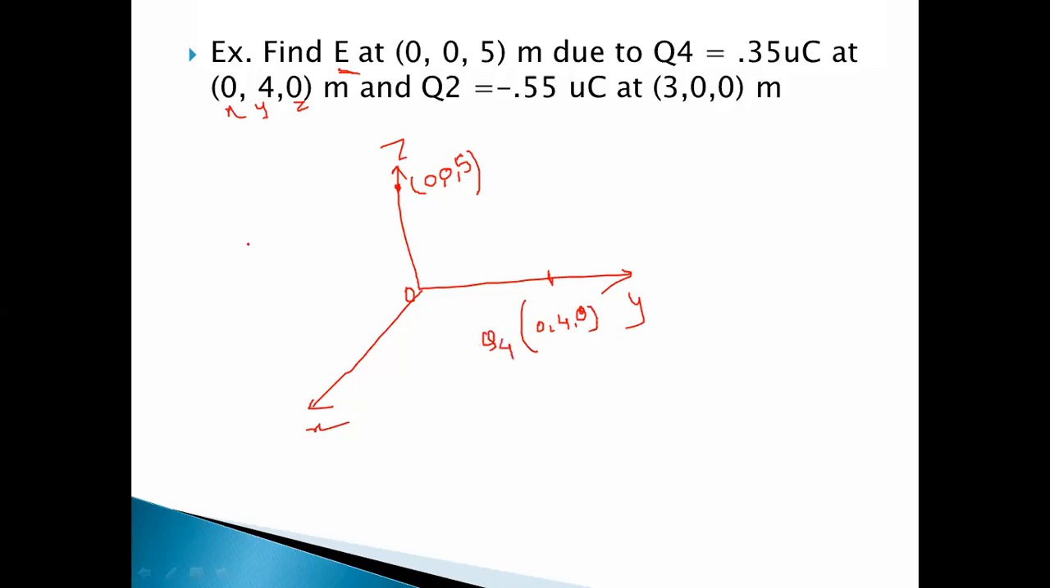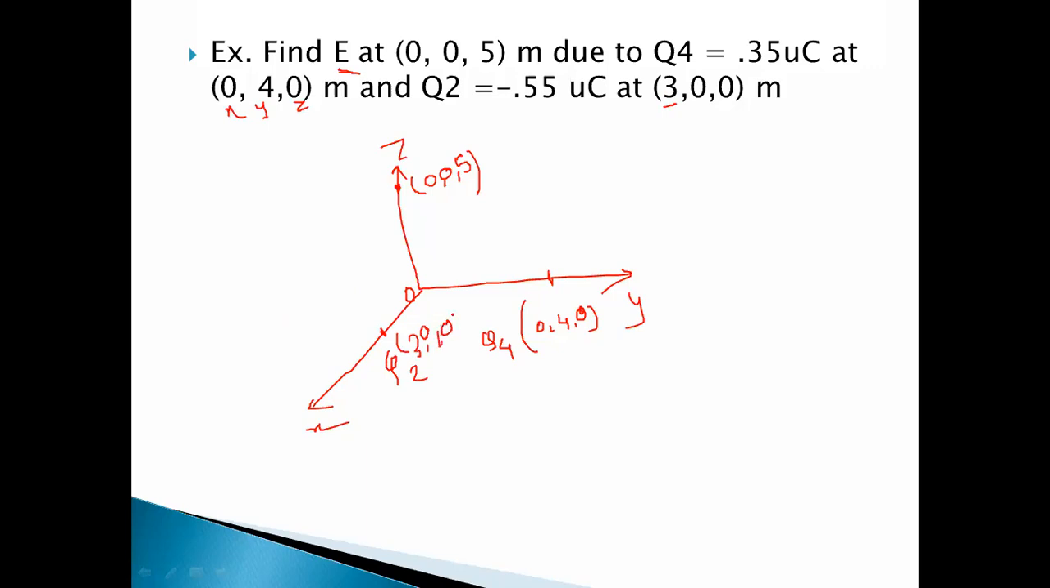Then Q2, which is equal to minus 0.55 microcoulomb, at 3,0,0 meter. Where is this point located? On x-axis, because only x coordinate is given here. So I consider the charge Q2 is located at 3,0,0.